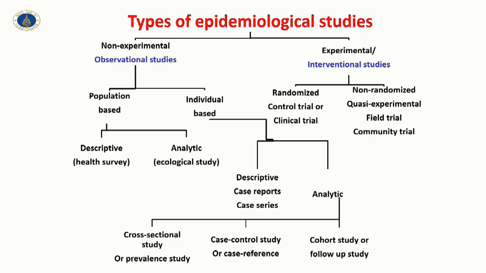If you look back on the left side, there would be a population-based study of a huge population, like a health survey, such as the national health survey that happens in Thailand, and also many study designs like the cohort study. So population-based and individual-based studies have very similar research methodology. And if you look at the lower part of the slide, you have analytical observational studies: the cross-sectional study, case control studies, and cohort studies.